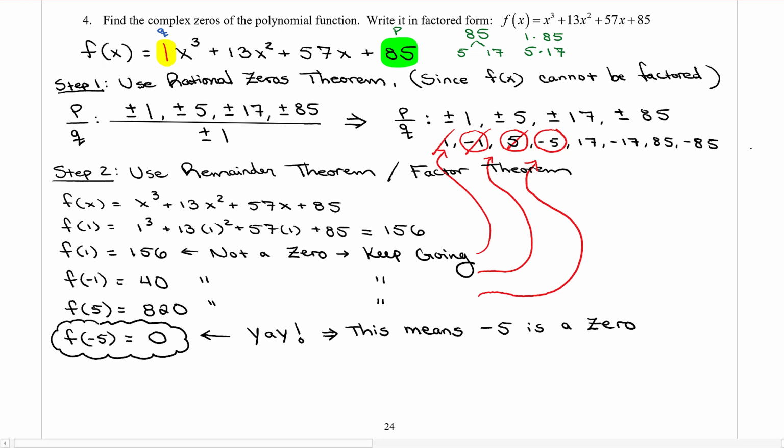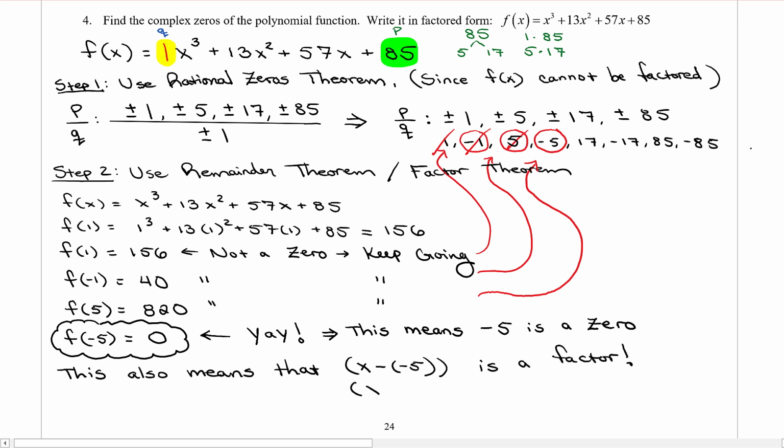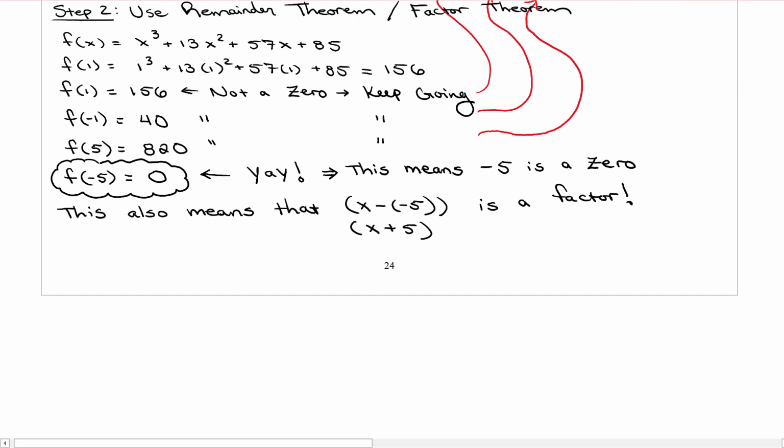Now what? What does that mean? Well, let's write down first of all that this means that -5 is a 0. Now, what else does it mean? Well, this also means that x minus a negative 5 is a factor of the polynomial function. And we can, of course, simplify x minus negative 5 to x plus 5. So we can say x plus 5 is a factor of the polynomial function. Pretty cool.